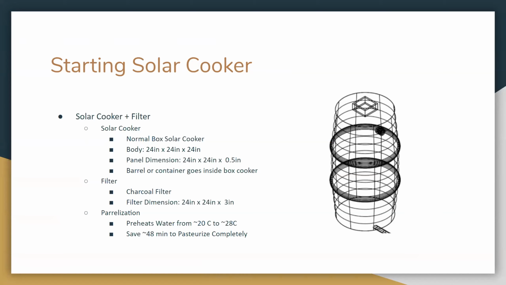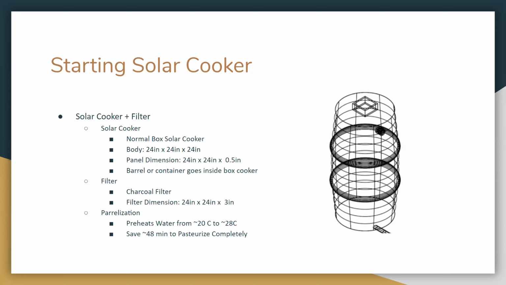And for the starting cooking solar cooker, the solar cooker here is the normal box solar cooker, and the body for it is 24 inch by 24 inch. Panel dimension is 24 inch by 24 inch by 0.5 inch. Barrel, the container gas goes inside the box cooker.